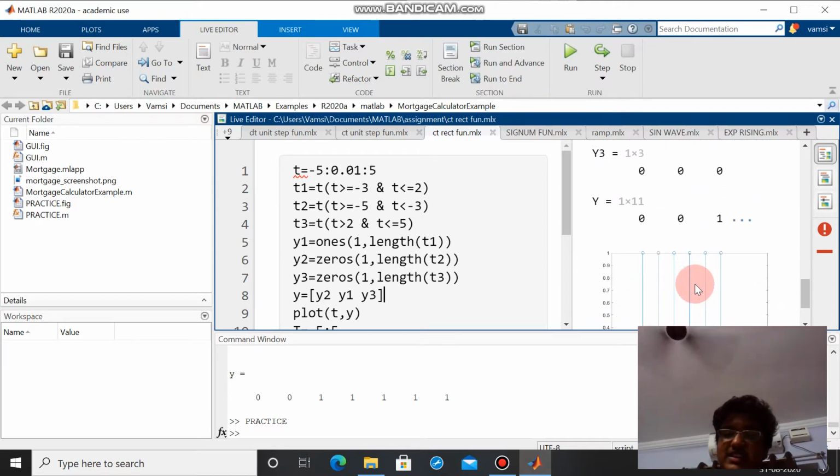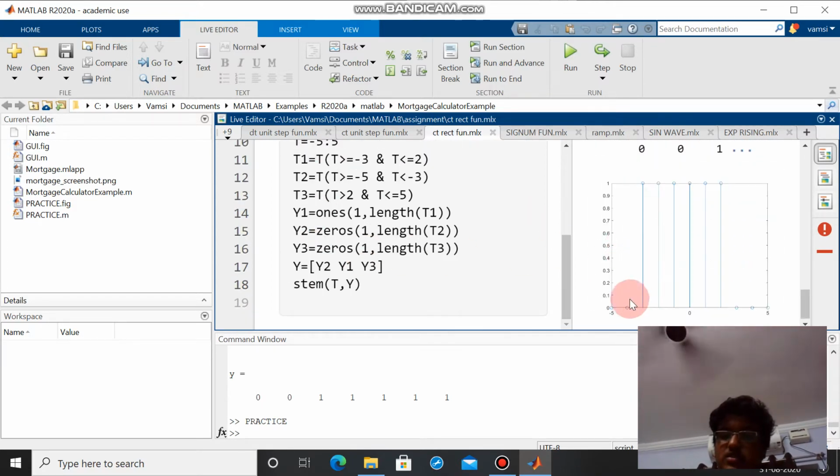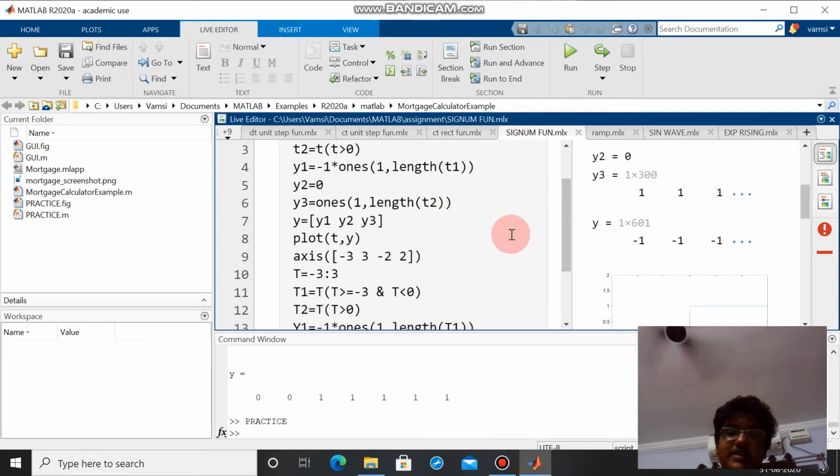Whereas in discrete time signal I have used the stem, so you can clearly see for all x values from -3 to 2 we will get y equal to 1, and for all the remaining values we will be getting y equal to 0. So this is basically the rectangular function in continuous and discrete time. And let's see signum function.